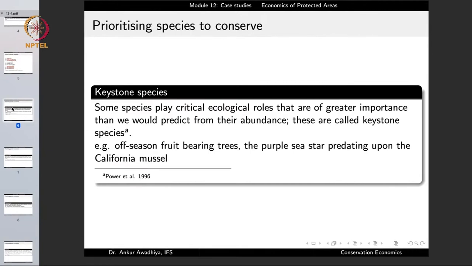Now this list gives us an idea of how we prioritize things. If you'll remember, it is a principle of economics that there are trade-offs involved in a number of things. Ideally we would want to conserve each and every one of these organisms, but our time is limited, our resources are limited. So if we have to spend our time and resources, we should prioritize those species that require a greater amount of conservation and those species for which we can actually do something.